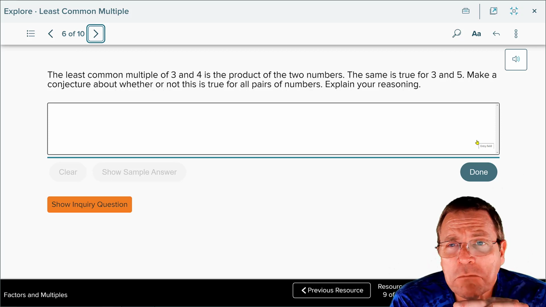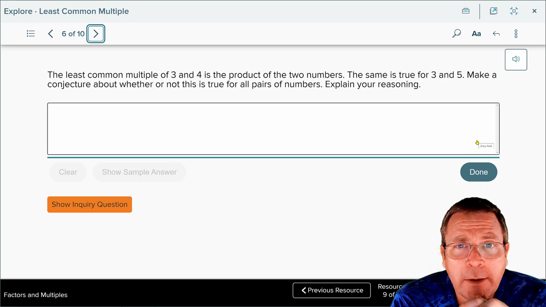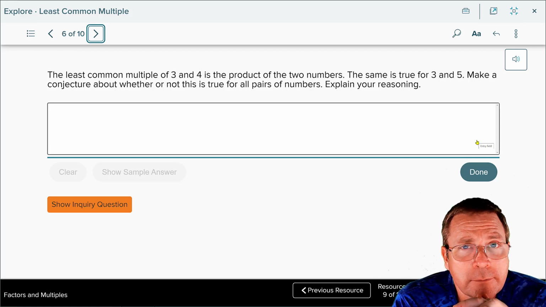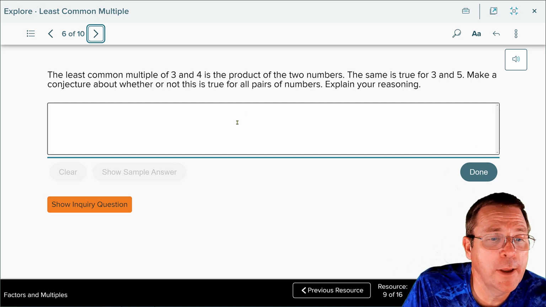Let's talk about, I don't know, 4 and 8. 4 times 8 is 32. Is 32 the least common multiple of 4 and 8? No, it's not. 8 is the least common multiple of 4 and 8. 8 times 1 and 4 times 2, both of them equal 8.